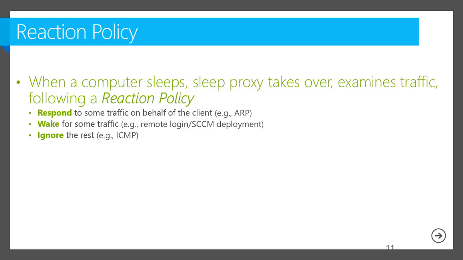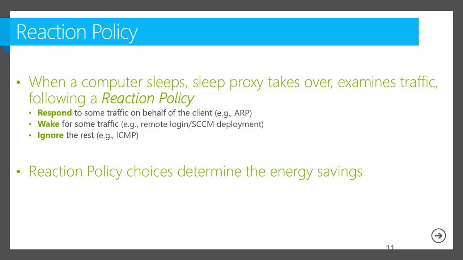What we want to do is respond to some traffic, so ARPs, that kind of thing. We need to respond to that so that we look like the client is still there. We need to wake for some traffic when it's relevant. Obviously, you don't want to be waking the client every time something comes along, because there's a lot of network chatter out there that can simply be ignored. So the third item there is we're just going to ignore all of the rubbish and put some intelligence into when we actually decide to wake the machine. And ultimately that determines your energy savings, because if your machines are just going up and down all the time, then you're not going to be getting that good power management energy saving.